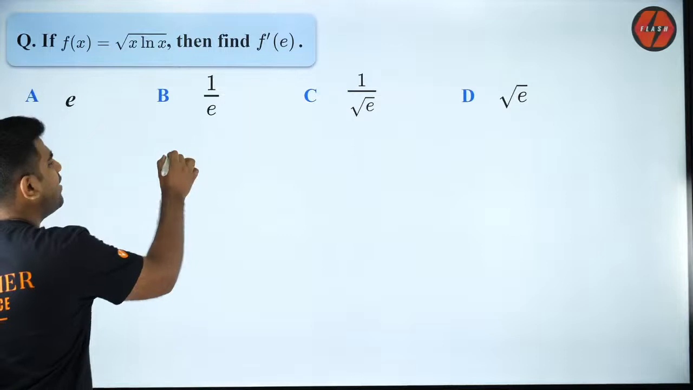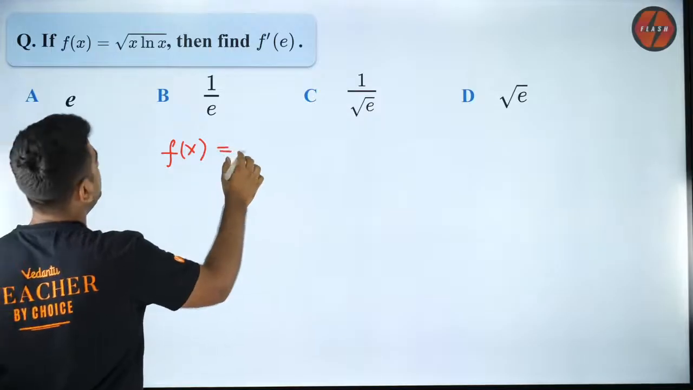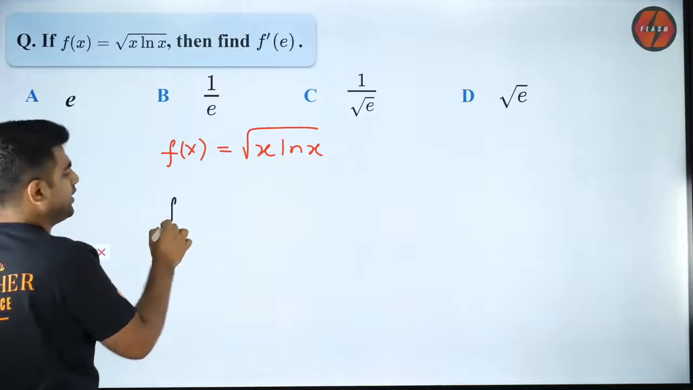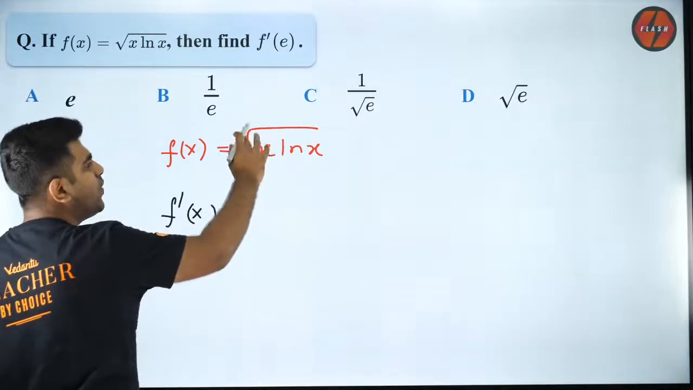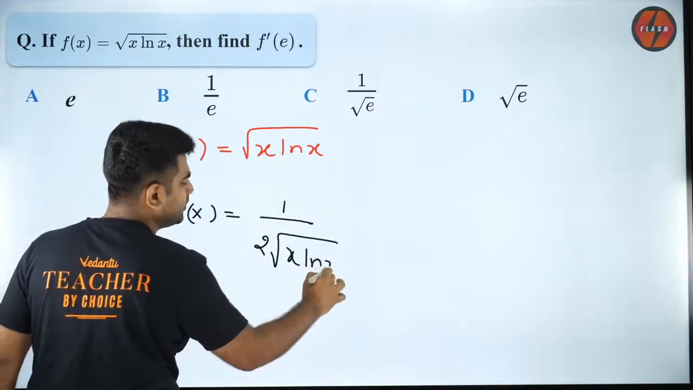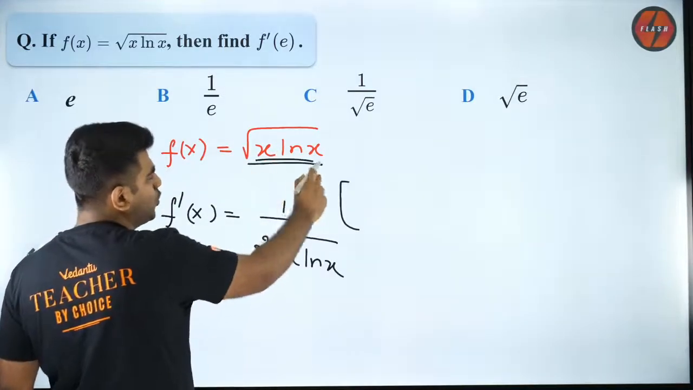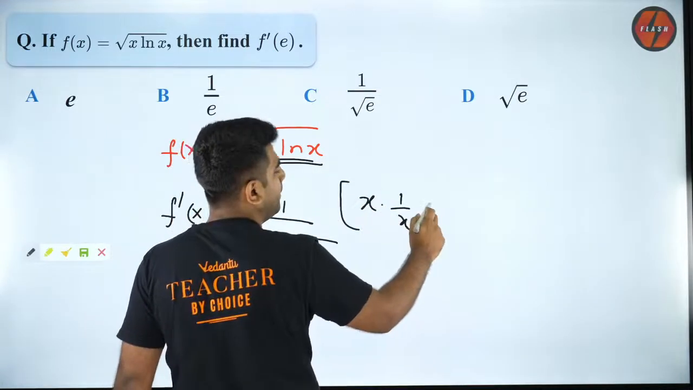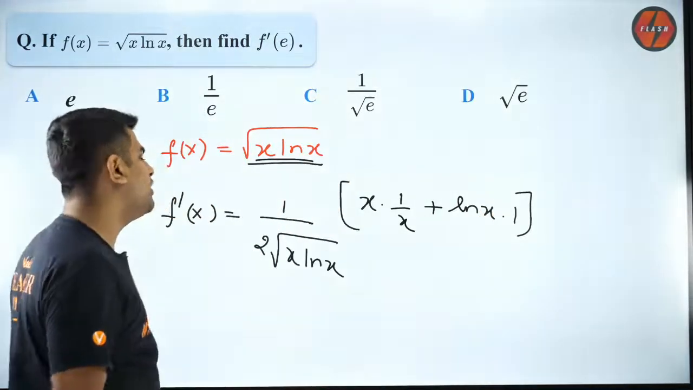Okay, so first, what do we have? So we have f of x is equal to square root of x ln x. So now let's use chain rule to differentiate. So f dash of x is equal to what? First outermost function is square root. So the derivative of square root is 1 by 2 root x. So 1 by 2 root x ln x. Now whatever I have inside, I need to differentiate that. So I'll have to use product rule. So x ln x will be what? First function into derivative of second plus second function into derivative of first. So that is how you differentiate it.